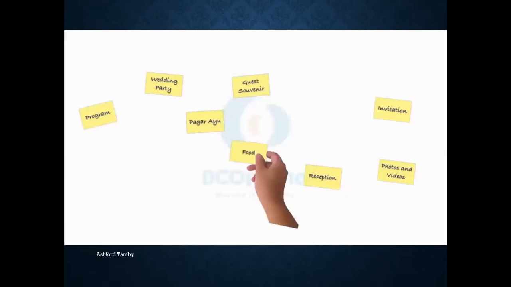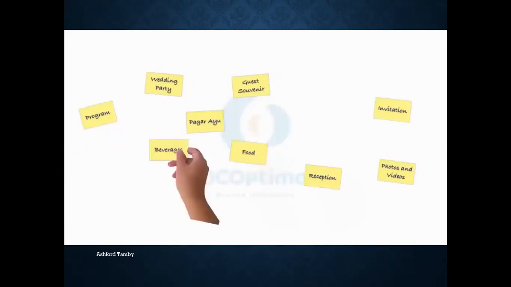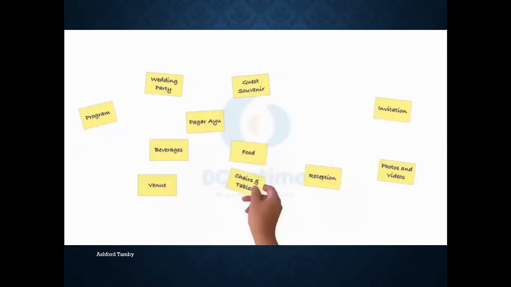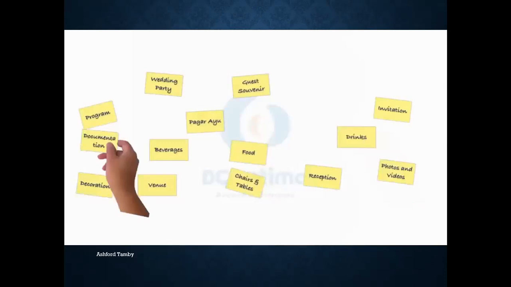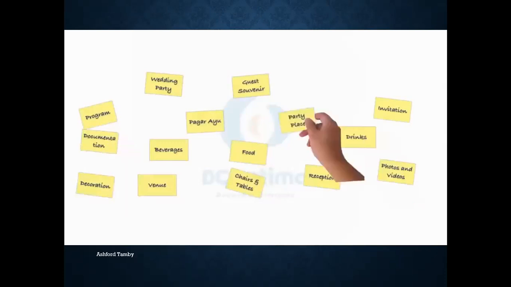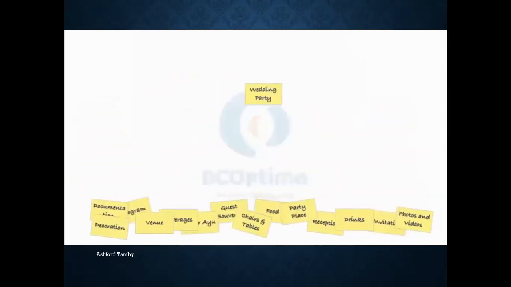Of course, food would be one of the deliverables. Beverages as well. Don't forget to mention the venue, including chairs and tables. Decoration as well. How about drinks, documentation, and party place? Put aside all the notes. Leave only the project objective at the upper center of the paper.